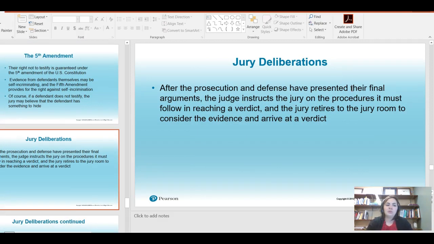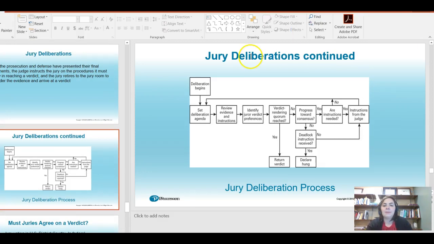At that point, the judge will issue instructions to the jury both on procedures and on the law. Then the jury will begin to deliberate. This is when the jury retires to their room, considers the evidence, and hopefully arrives at a verdict. If the jury cannot progress towards a consensus, the judge may give them more instructions, and ultimately, after the jury retires to that room, either we will have a hung jury who cannot agree, or the jury will return a verdict of guilty or not guilty.